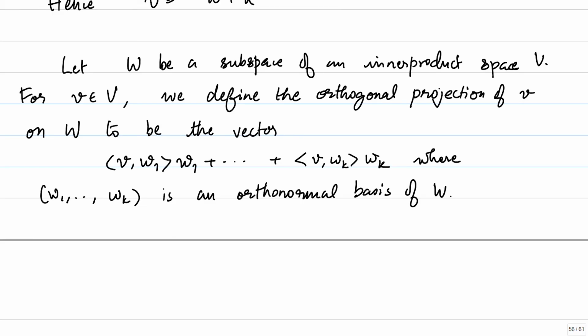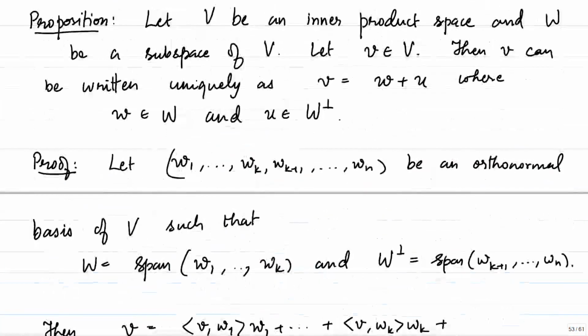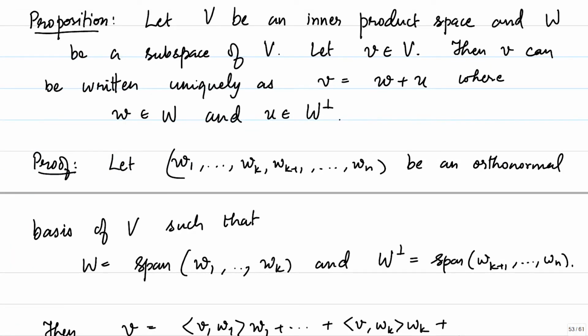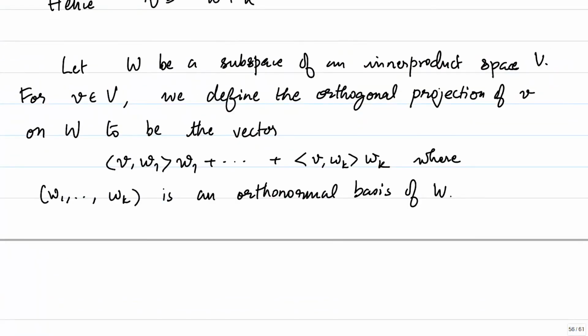And this definition is well defined because we just showed that the manner in which we write v as w plus u is unique, irrespective of what basis you take. The w that we get here is going to be the same. So this is a well defined definition. So we define the orthogonal projection of v onto a subspace W to be the vector inner product of v with w1 times w1 plus up to inner product of v with wk times wk, where w1 to wk is an orthonormal basis of W.